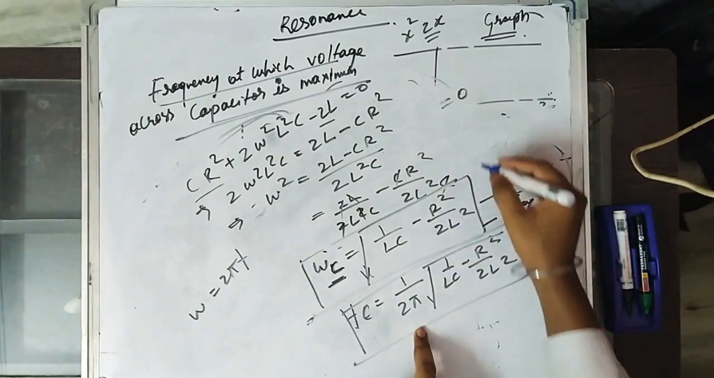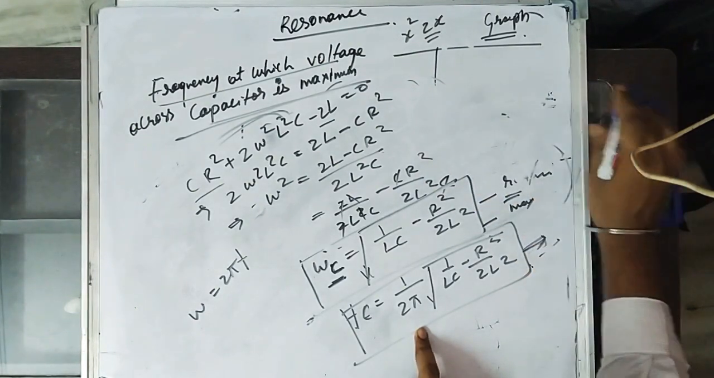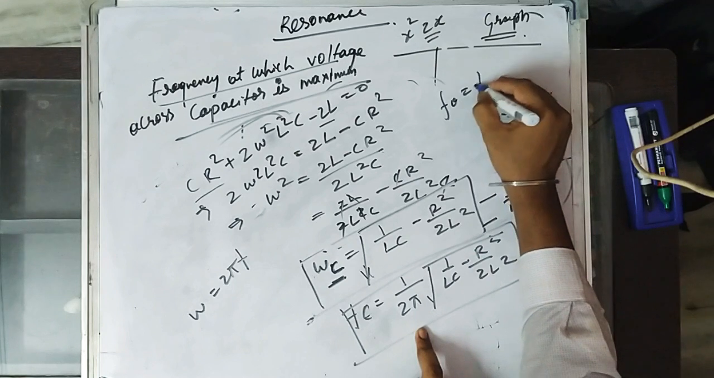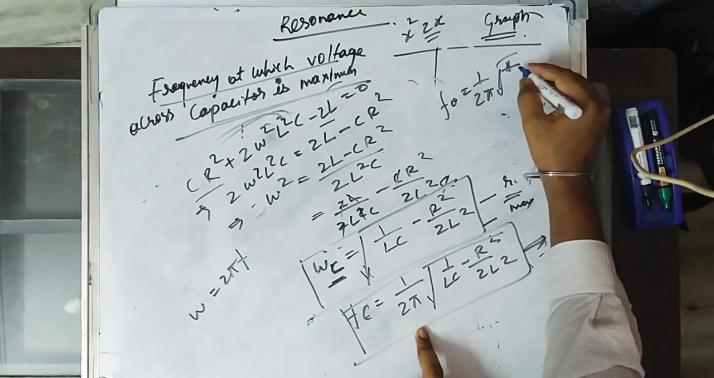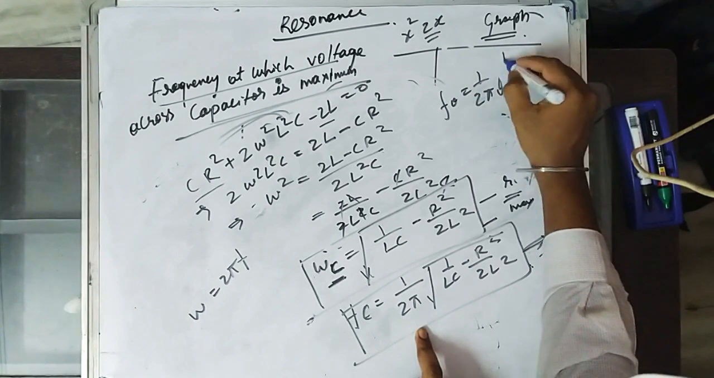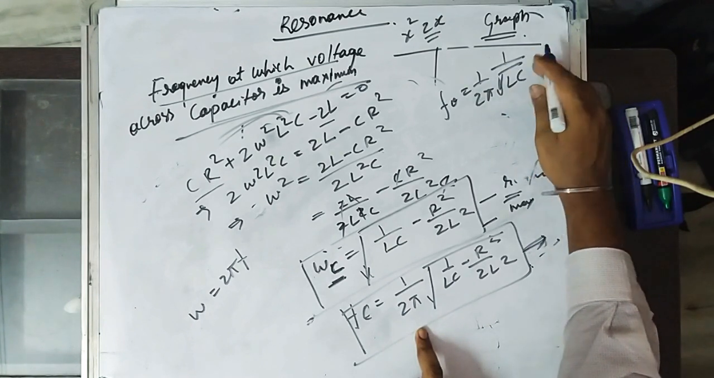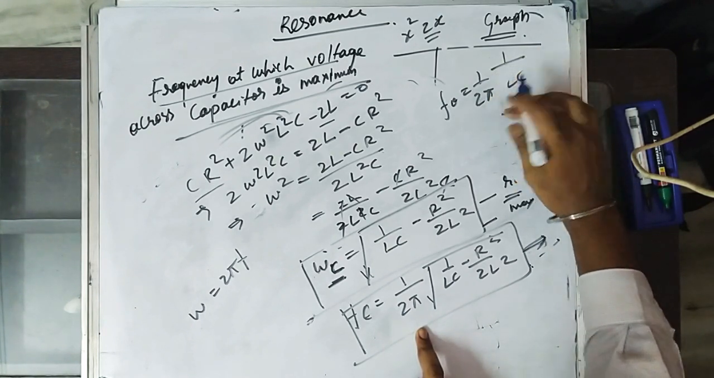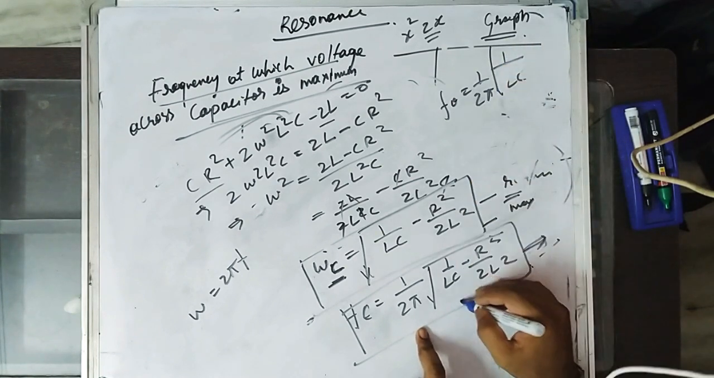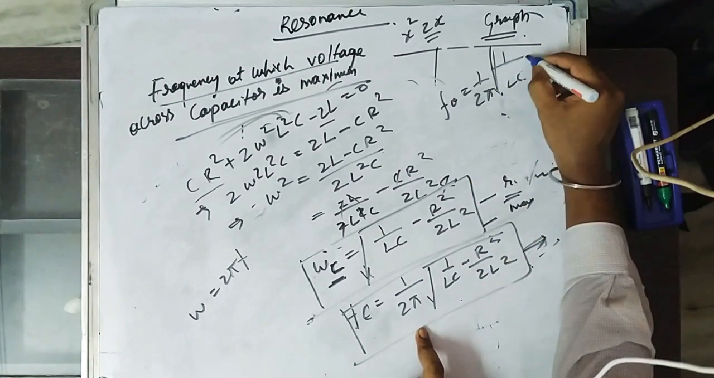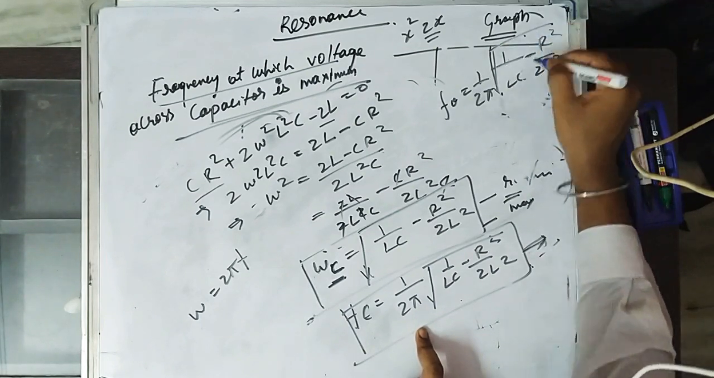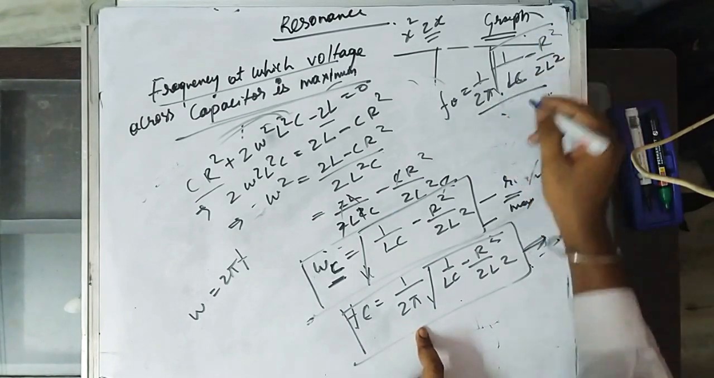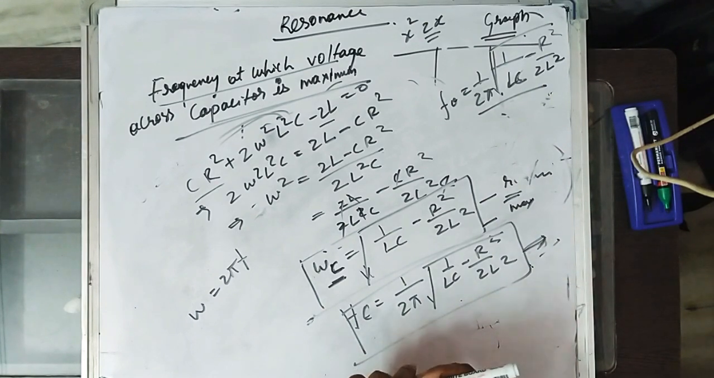You have the resonance frequency of an RLC circuit, f naught equal to 1 by 2 pi into root of 1 by LC. So if you want this frequency, you have to subtract R square by 2L square inside the root. This is the simple method. Why? Because I am asking you to memorize it.